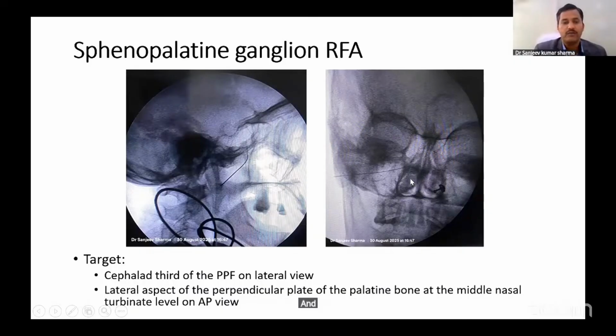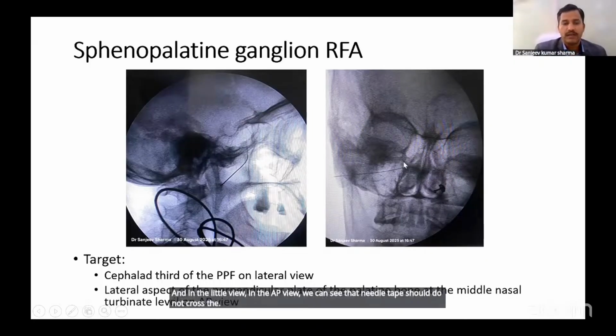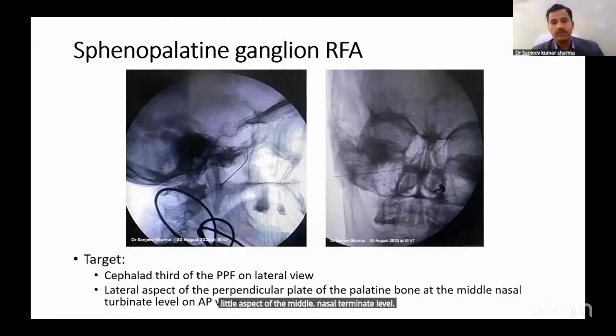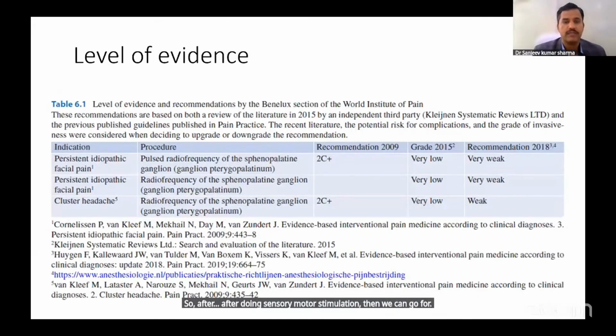And in the lateral view and the AP view, we can see the needle tip does not cross the lateral aspect of the middle nasal turbinate level. So after doing sensory and motor stimulation, then we can go for radiofrequency ablation.